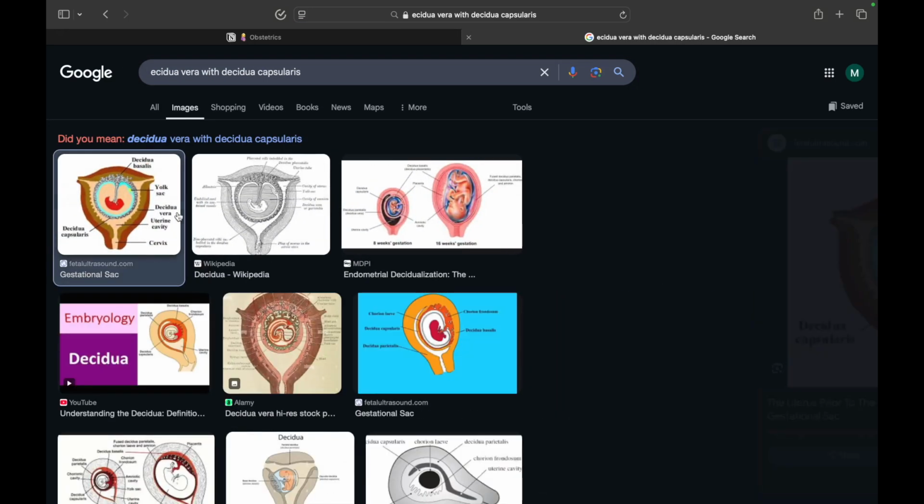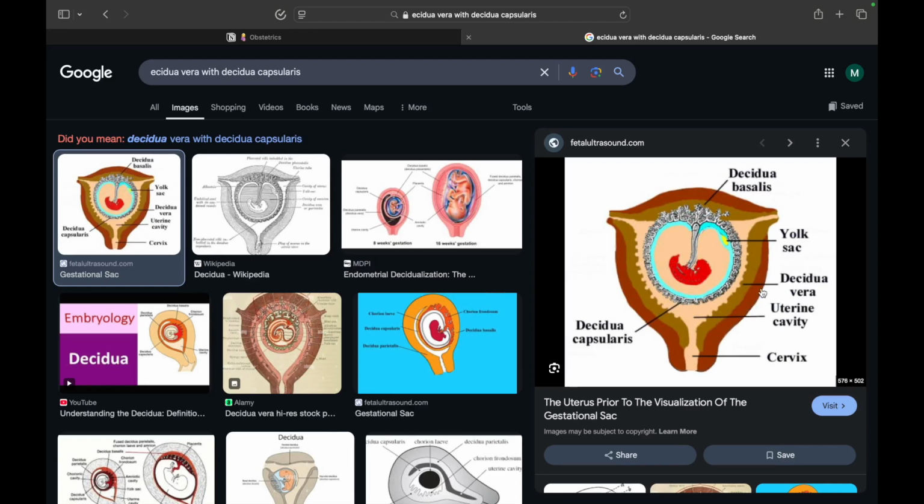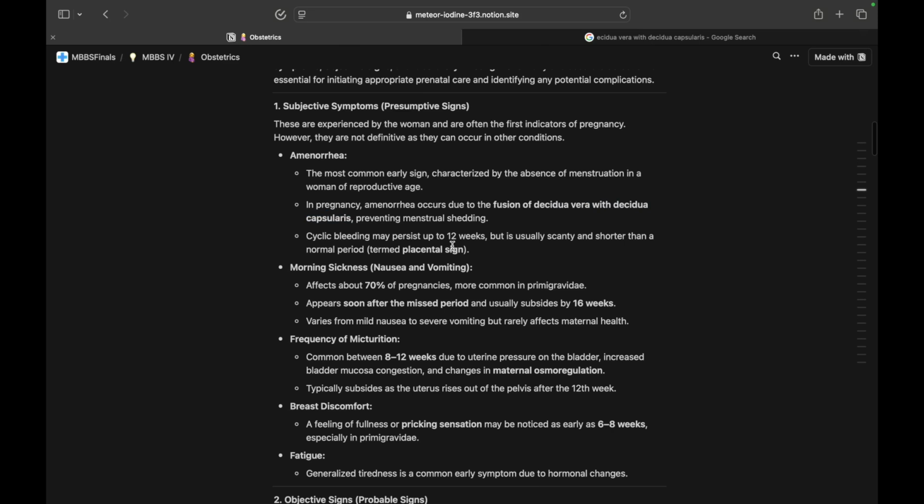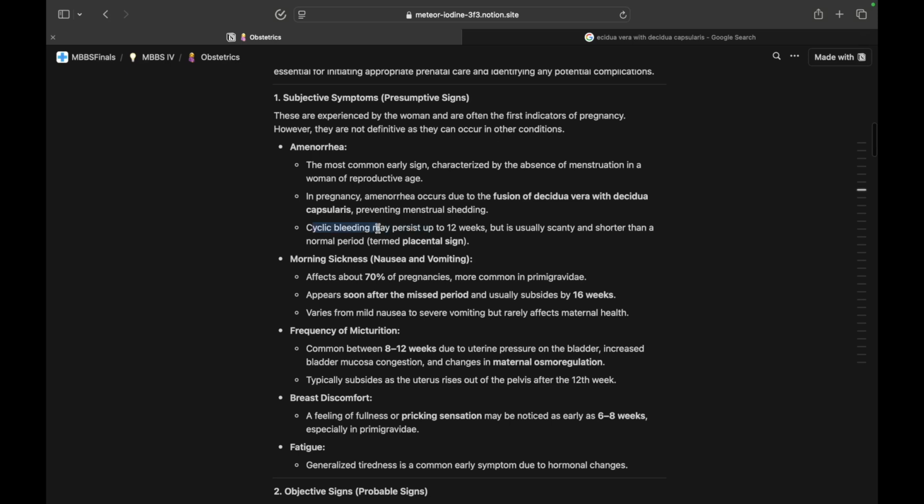So you can see decidua vera is over here, decidua capsularis is over here, and it seems like both of these fuse, leading to amenorrhea. That forms the basis of prevention of menstrual shedding. So because of fusion, cyclical bleeding may persist up to 12 weeks, but it is usually scanty and shorter than a normal period, which is termed as placental sign.